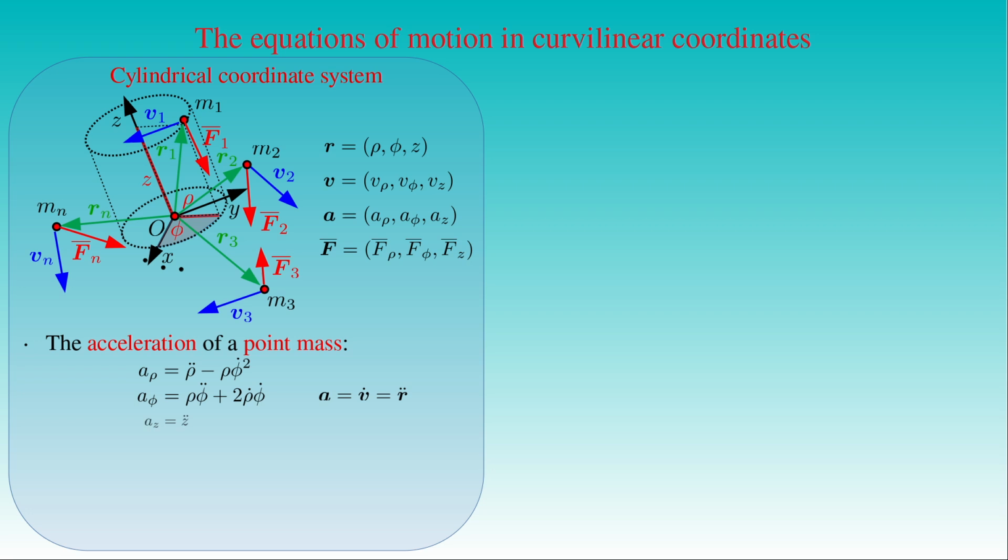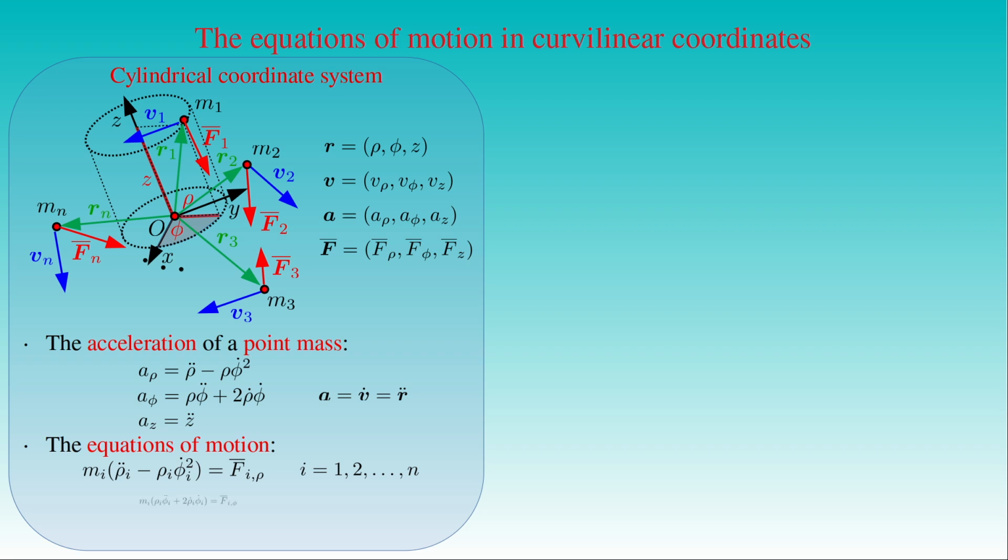The z component of acceleration is simply given by the second-order time derivative of the z-coordinate. These expressions can be substituted into the components of the equation of motion for each point mass in the system. Then the radial component of the equation of motion of the point mass m_i states that the mass m_i times the radial component of the acceleration of the point mass is equal to the radial component of the net force F̄_i acting on the point mass m_i.